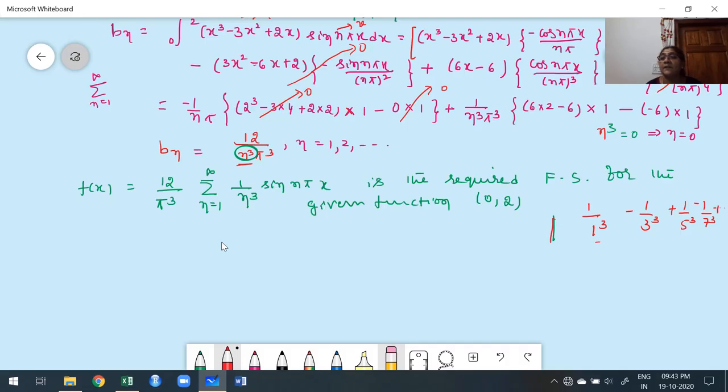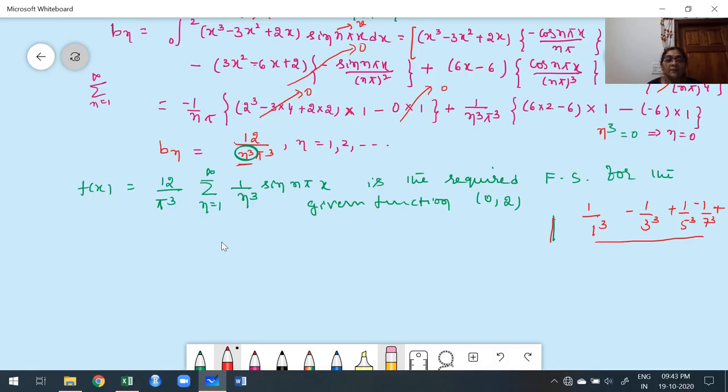Plus. This is a series they are expecting. They are not given the right hand side. They are asking the question part 5: hence deduce the sum of the value of 1 by 1 cube minus 1 by 3 cube plus 1 by 5 cube minus 1 by 7 cube.